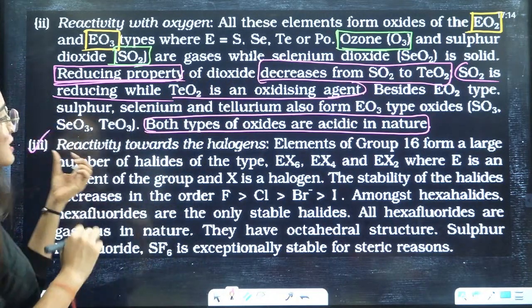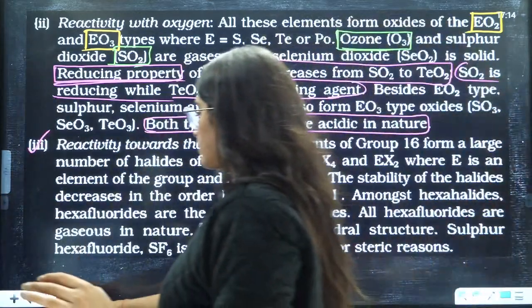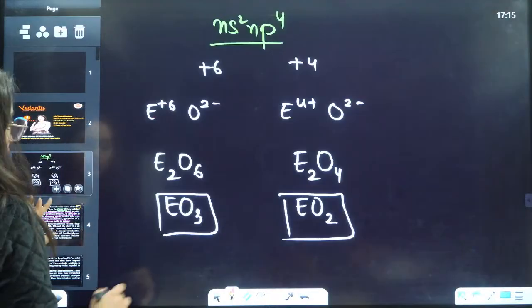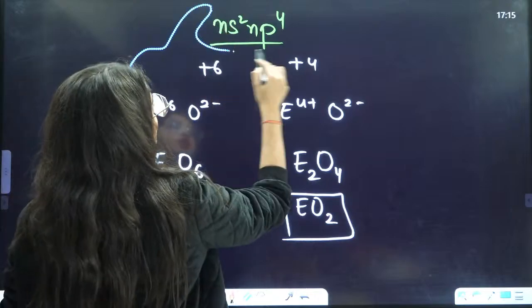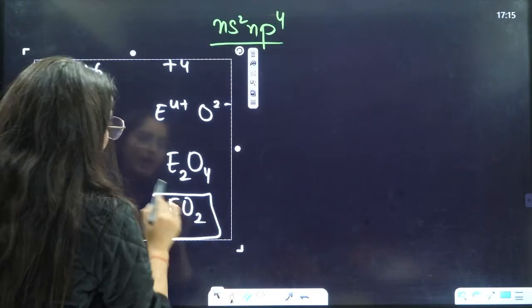Next thing is reactivity towards the halogens, right? So if you talk about the same thing regarding halogens, we know one thing for halogens.